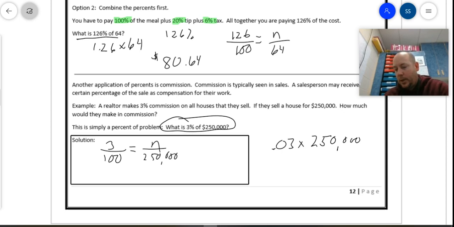Again, you need your calculators for those. So we come up with $7,500. So their commission, their pay for that house, or part of their pay from that commission, would be $7,500. So it's a percent of problem. Again, commission is just a percent you receive, typically when you sell things.